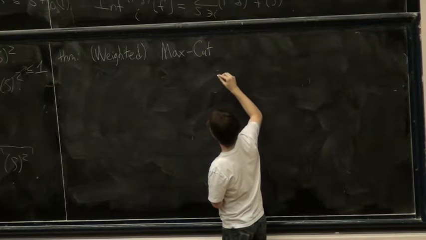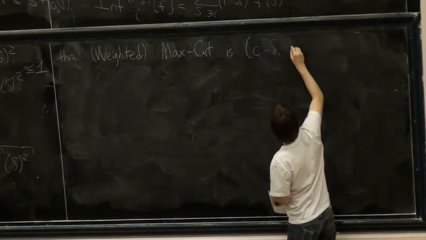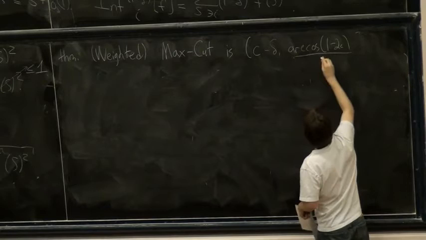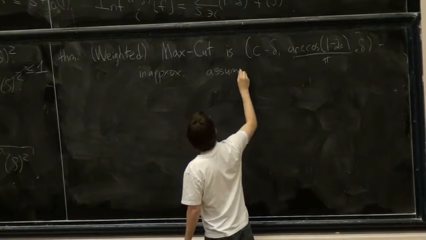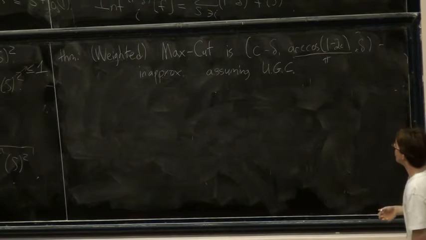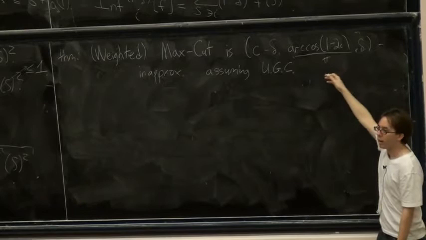And the theorem here is that it's c versus this funny number, arccos(1 minus 2c) over pi, inapproximable, again, assuming UGC. And as with 3-lin, this is an optimal hardness result, because there is an algorithm achieving arccos(1 minus 2c) over pi on instances with value c. It's the Goemans-Williamson algorithm from '94.